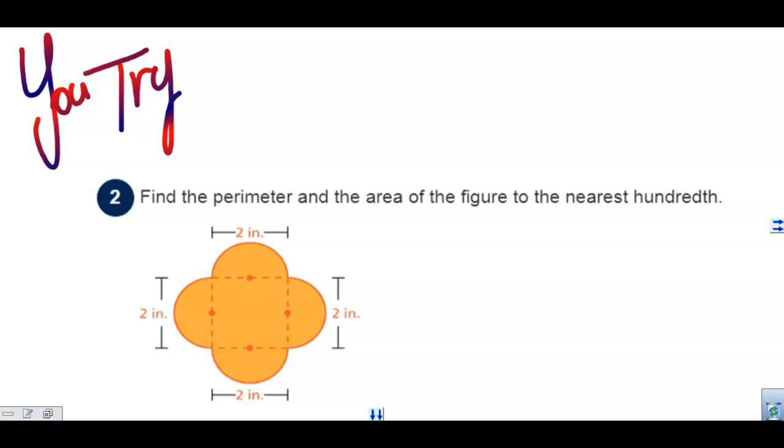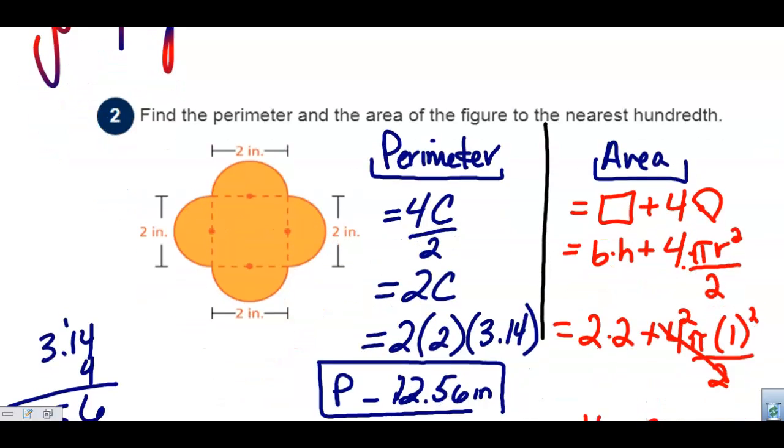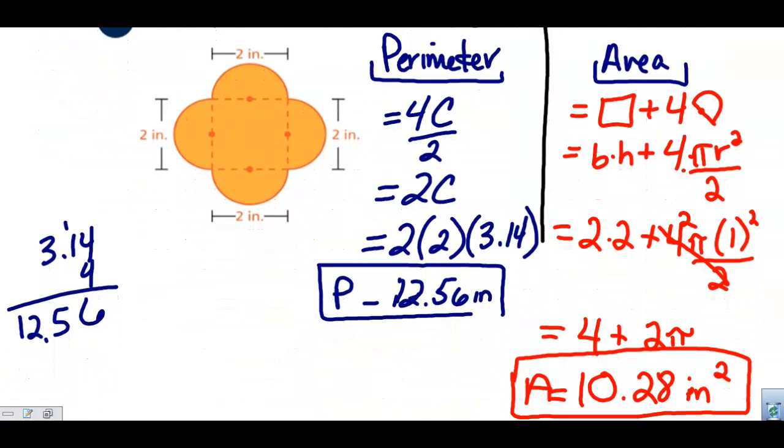Now that you've tried this, let's go ahead and talk about the answers. Once you've calculated this, you should have gotten a perimeter of 12 and 56 hundredths inches. And then the area was 10 and 28 hundredths inches squared. If you did not get this answer, please make sure you're pausing the video, looking through your work and seeing where you made your mistake. If you're showing your work, you should be able to find your mistake easily.